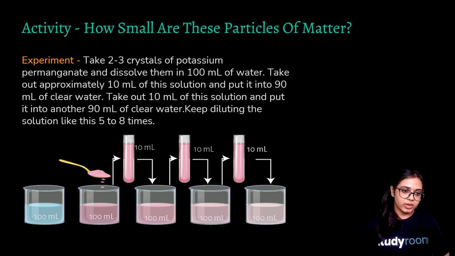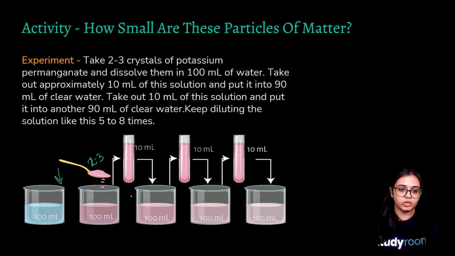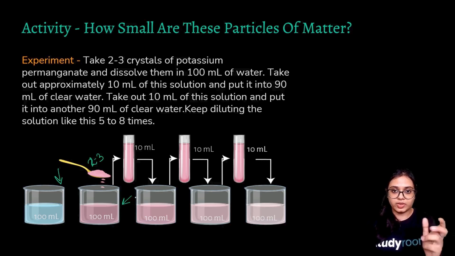So in this experiment, initially we have taken 100 milliliter of clear water. Okay, we have taken it in a beaker and we have added 2 to 3 crystals of potassium permanganate to this 100 milliliter of water. We notice immediately that the solution of clear blue water has changed and a pinkish hue is visible. Okay, so this pinkish hue is because of the dissolved potassium permanganate in the water.